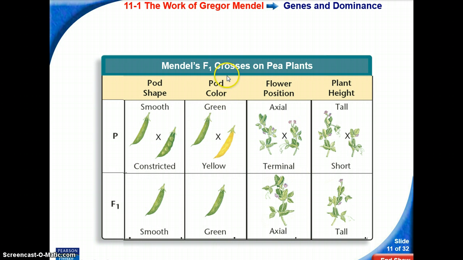And then the final three were pod color, flower position, and plant height. So for the pod color, if he crossed a green pod with a yellow pod, he always got a green pod. If he crossed the flower position with axial, being kind of in the middle, and terminal, being at the top, he always got the axial position. And if he crossed a tall plant versus a short plant, he always got the tall plants. And what he figured out was that all of these must be what he called a dominant characteristic.